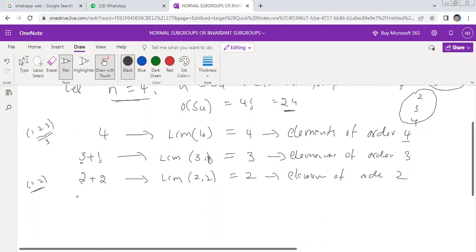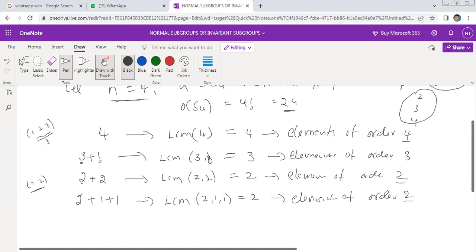Can we write anything else? There are more possibilities. 2 plus 1 plus 1 or 1 plus 1 plus 2, meaning the LCM of these three numbers 2, 1, 1 is again 2. So again we get some elements of order 2. Here you observe that in this S4 there are two types of elements of order 2: 2 plus 2, and 2 plus 1 plus 1. It can be partitioned like this.